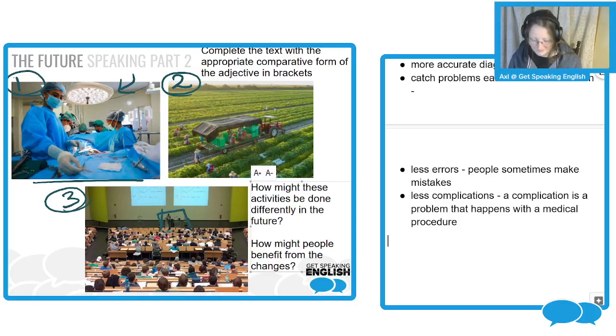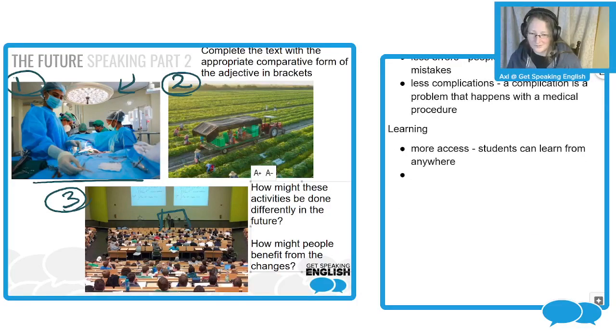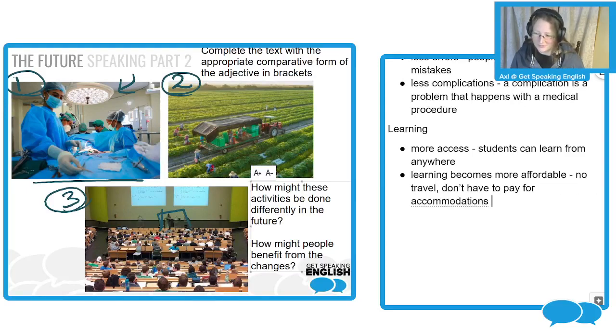And then how about for learning? So I guess one thing could be more access, so students can learn from anywhere, right? Also, maybe learning becomes more affordable, since obviously you don't have to travel, right? Like no travel. You don't have to pay for accommodations. When you're a student and you have to travel for school, you always have to find a place to live and everything like that. So this would totally be different, right?